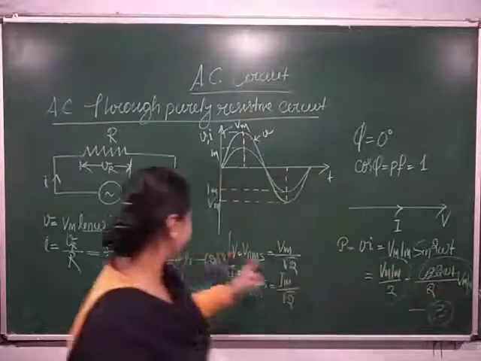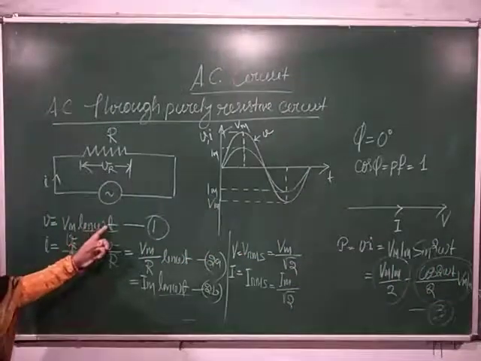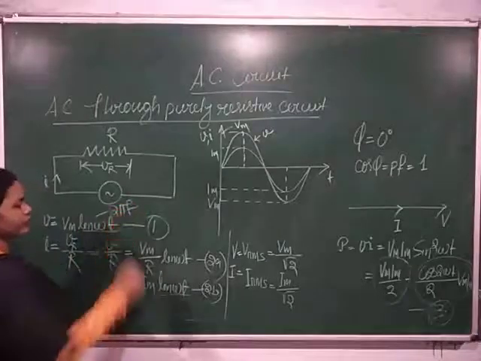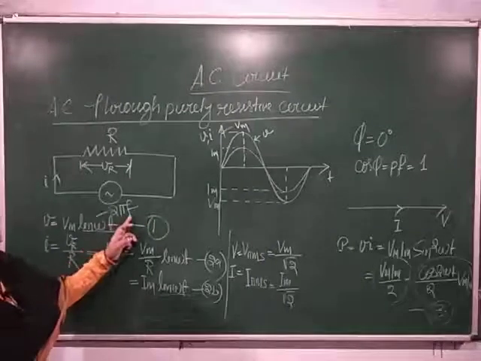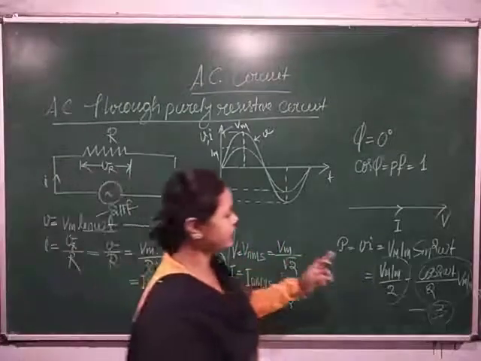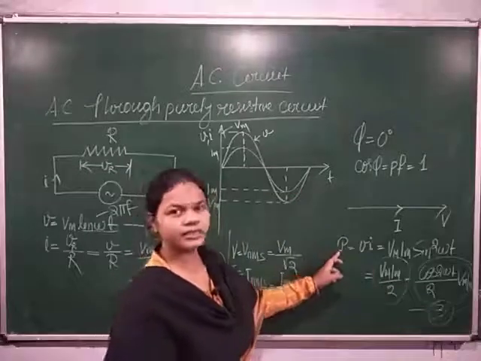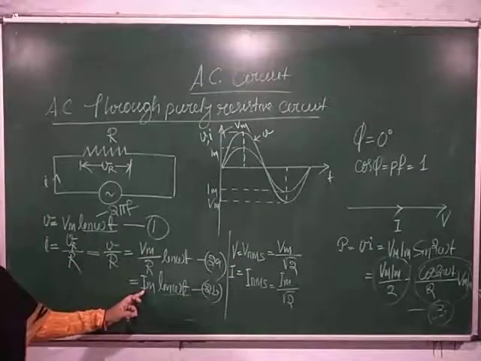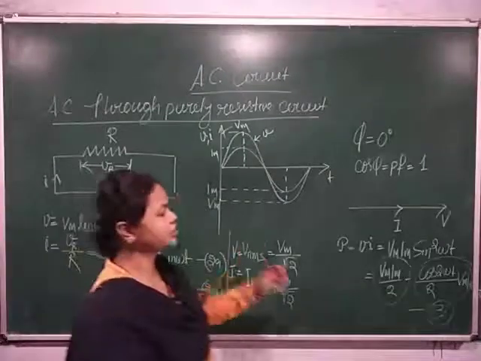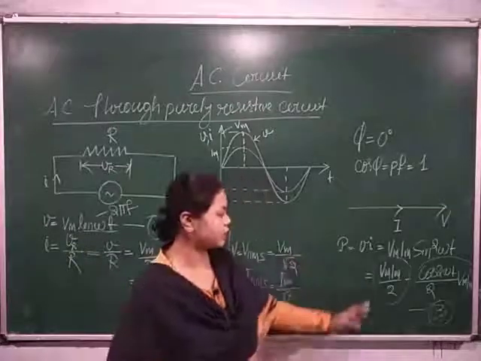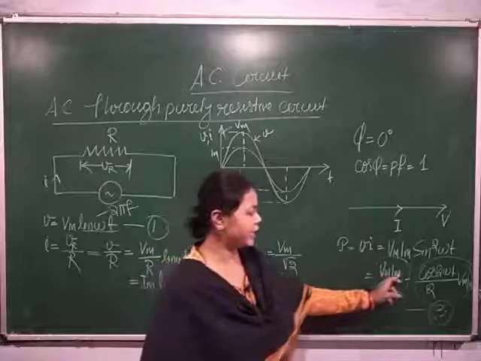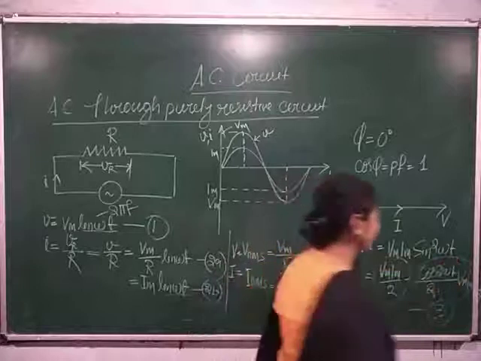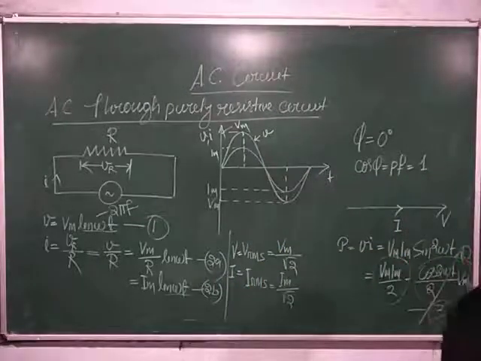But for voltage, see students, it is omega t, and for current also omega t. Omega means 2 pi f; this is the angular frequency, the supply frequency. So from equation 3, it is clear that the frequency of power is double that of the voltage frequency and current frequency. And if you find the average power, this is the constant part, and when calculating the average power, the second term becomes 0.